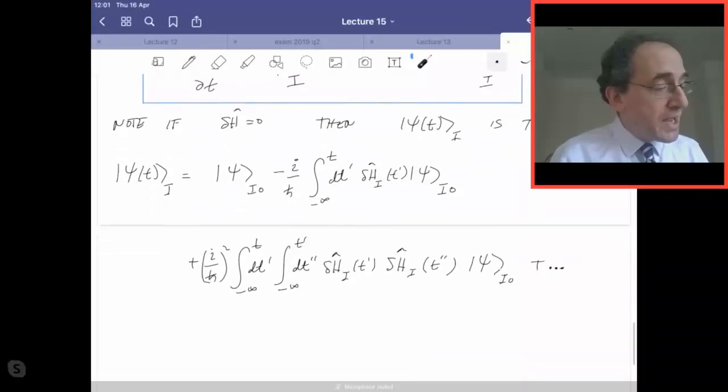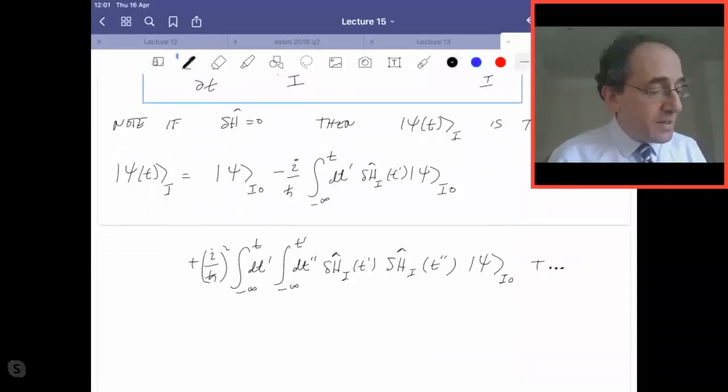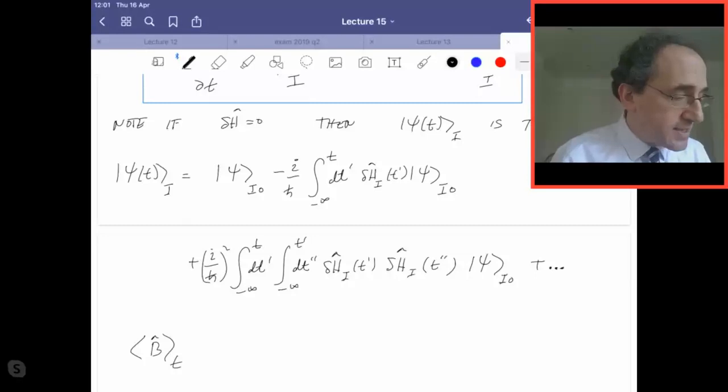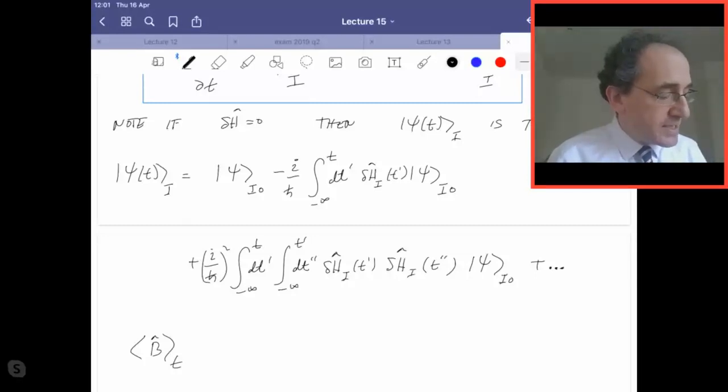Okay, so now once we have our ket as a function of time, we want to calculate B hat as a function of t, the value of the quantity we want to measure at some later time t, which we can write as psi interaction of t, B hat in the interaction rep, psi interaction of t.